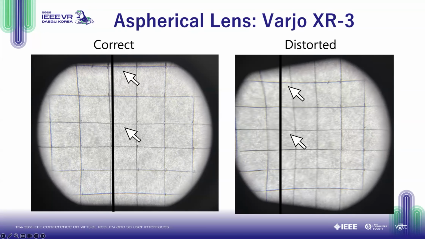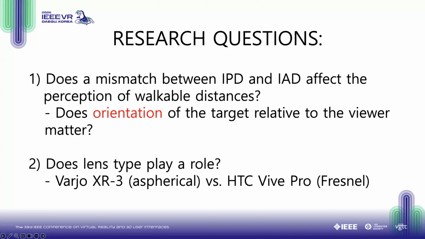So our question becomes this: how much may pupil swim that's induced via an IPD mismatch with IAD affect the perception of distance and orientation? And we're particularly interested in assessing those distances presented to the side of observers that will force people to look at the edges of the lens.